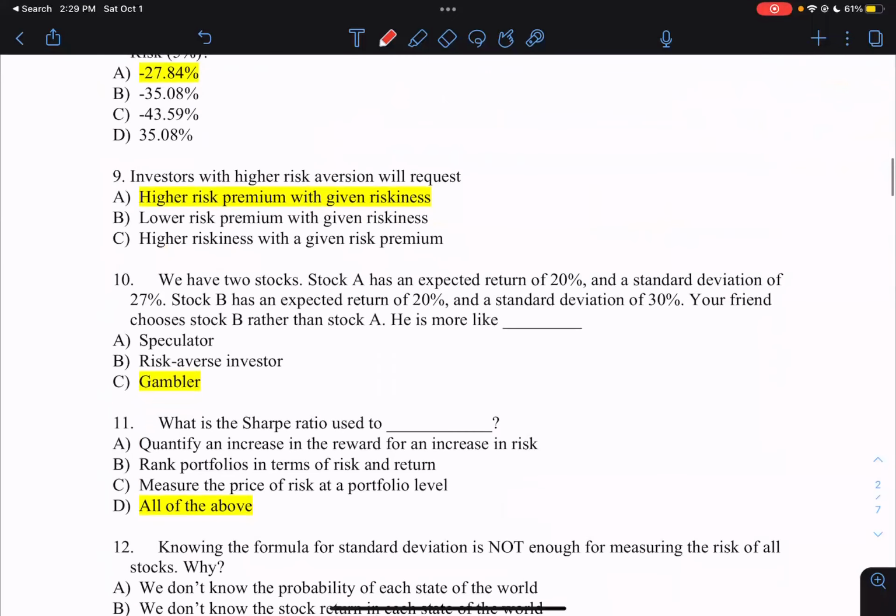Now let's go to question 9. An investor with higher risk aversion will request a higher risk premium for a given riskiness, okay, not lower. And I think C is very clear: higher riskiness is not possible because the investor is risk averse. So why will higher risk aversion lead to a higher risk premium?